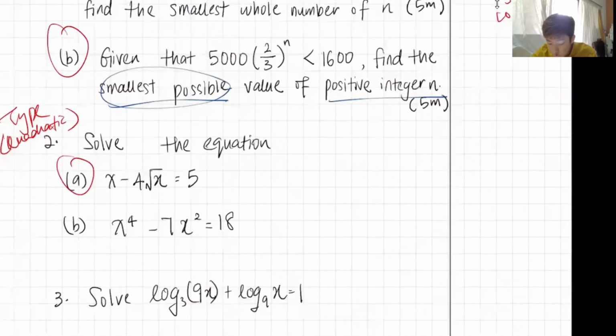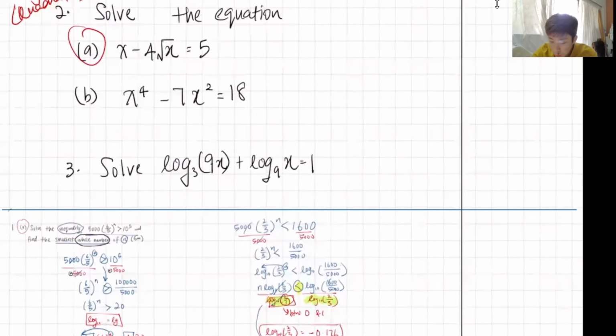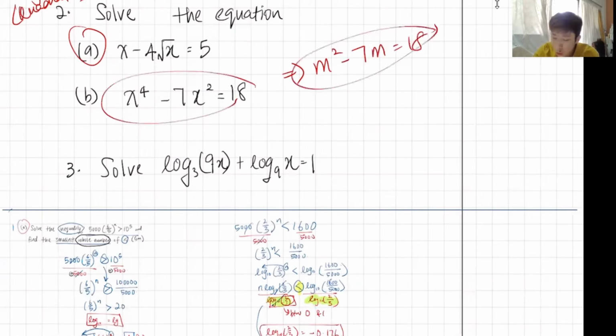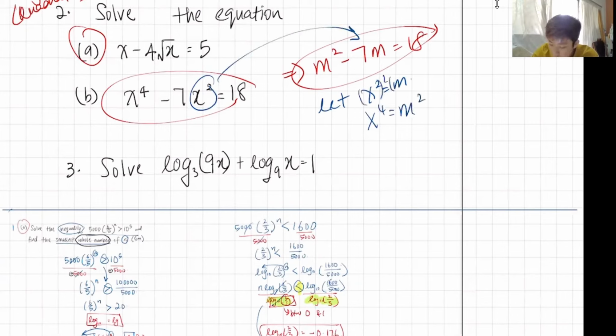What you've got to do is think of a way to express it into something like m squared minus 7m equals 18. You see how I transform this one to this one? What substitution do I need to use? It's very easy. Let x squared equal m. So when I let x squared equal m, this one will become this one. Then x to the power 4 will become m squared, because I square both sides.